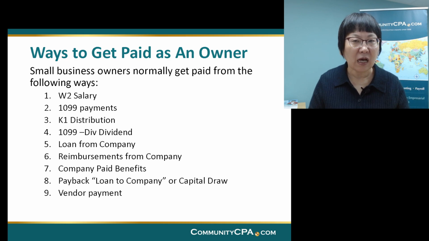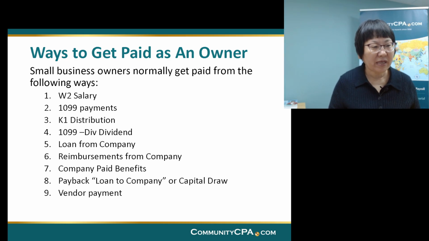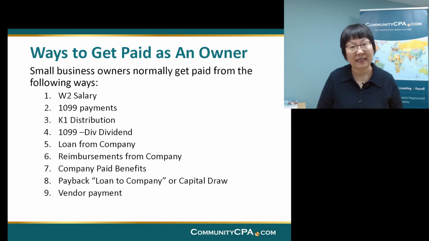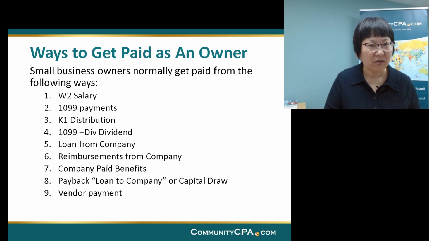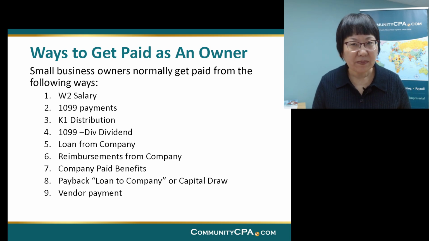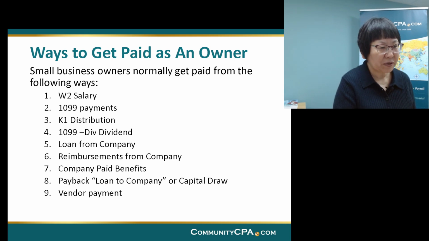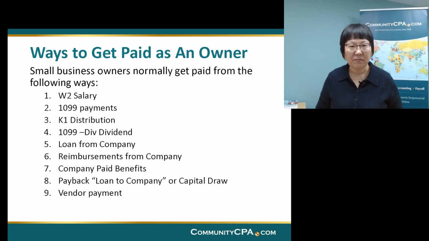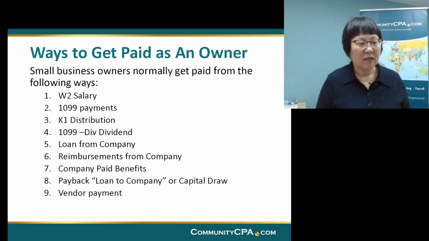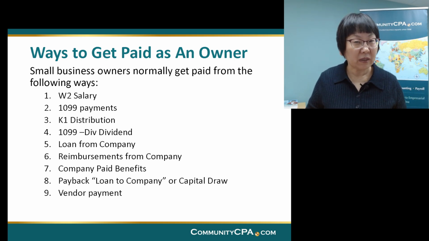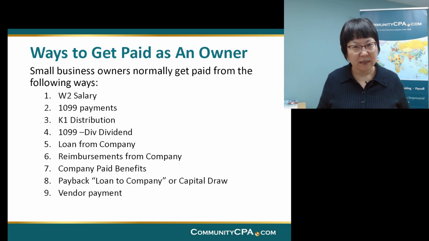Number 2 is contractor payment. Number 3, K1. Number 4, 1099 dividend, okay? Then number 5, loan from your business. Number 6, reimbursement by your business to you. Number 7, company paid benefit for you, for your future. And number 8, pay back loan to company or capital draw, which means that you're going to draw your capital out tax-free, right?